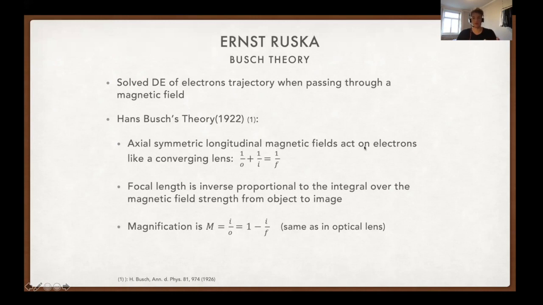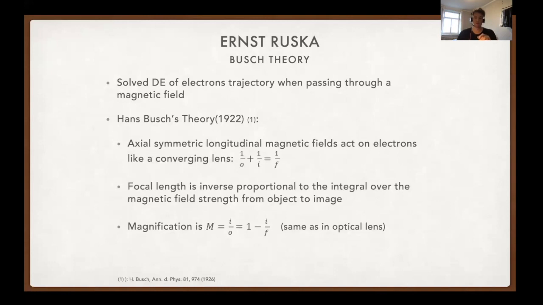What he concluded from his solution of this differential equation is that axially symmetric, longitudinal magnetic fields act on electrons like an optical converging lens acts on light rays, such that the lens equation known from the optical case is also valid when using magnetic lenses. He said that the focal length is inversely proportional to the integral over the magnetic field strength from object to image. This sounds complicated, but it just tells you that the higher your magnetic field is, the shorter your focal length. And since this equation holds true, the magnification will get higher.